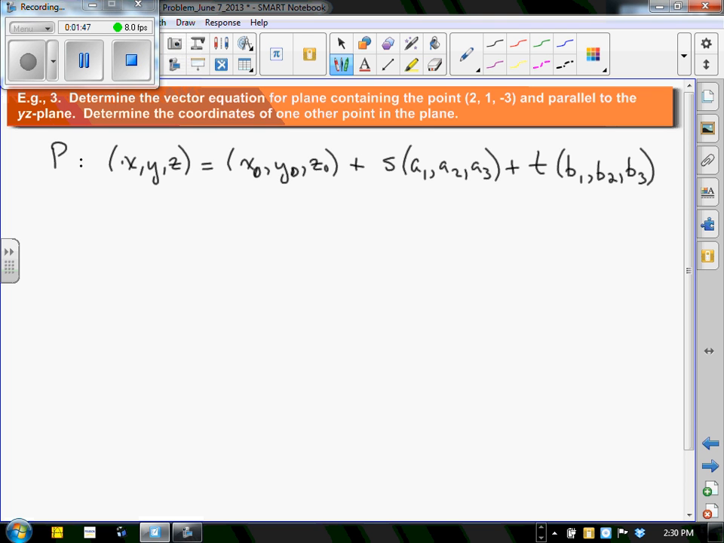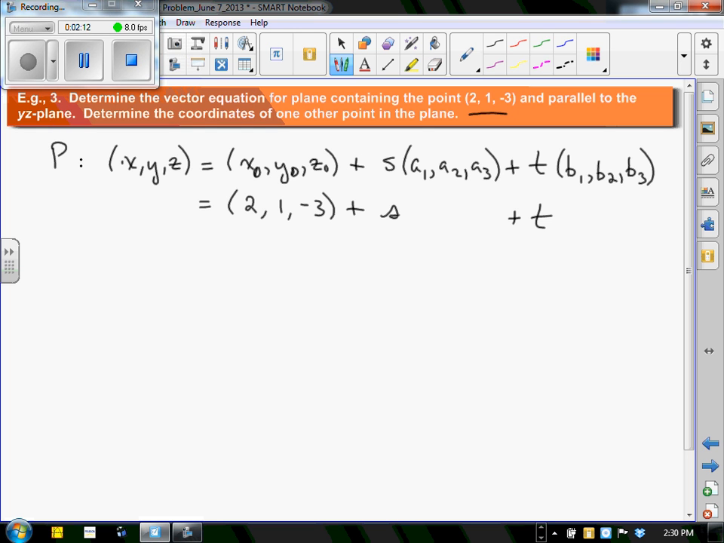Now, as you can see, we already have the point x naught, y naught, z naught. It's provided in the problem. So 2, 1, and minus 3 will be placed here. Now, as for the components of the vectors that we need, they're just not there. So we need to come up with these.